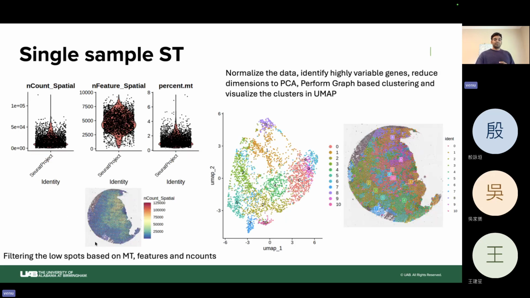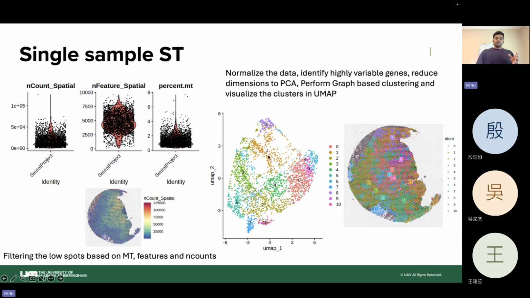So this is how a single sample looks. First you have to understand how many spatial spots there are, the number of features, and the percentage of mitochondria. These three are common parameters for each individual sample. If the percentage of mitochondria is very high, more than 20, the tissue or cell is more in a dying state, apoptosis. So one of the major steps is to remove the cells which are in the apoptotic state.